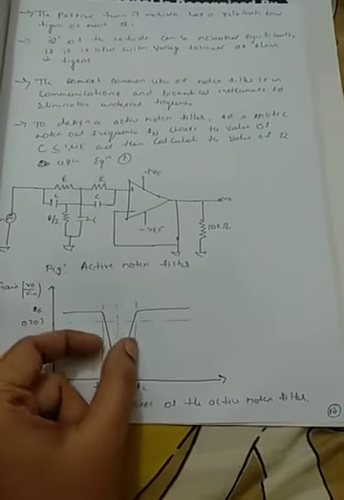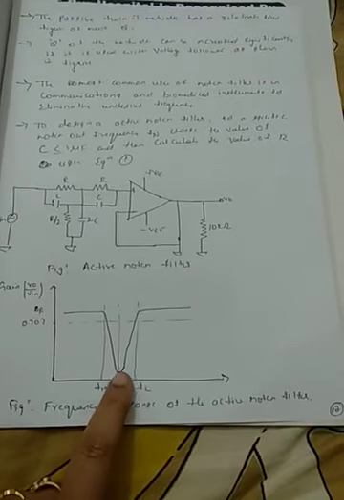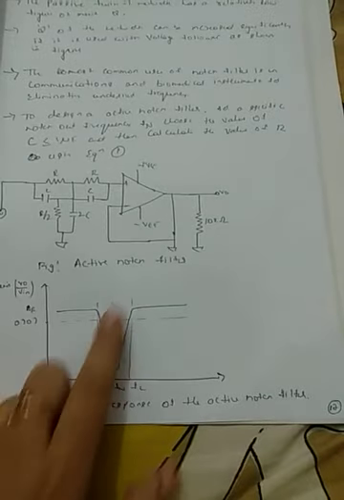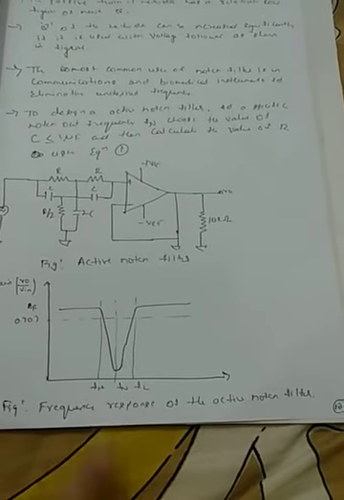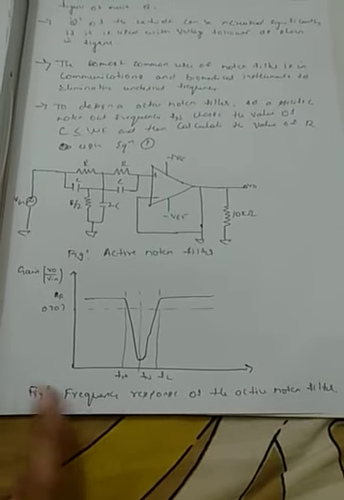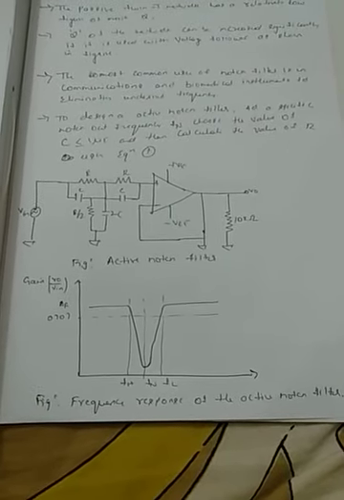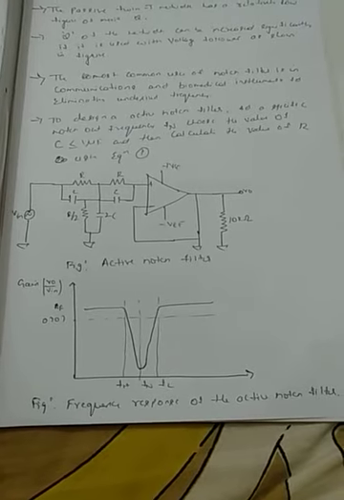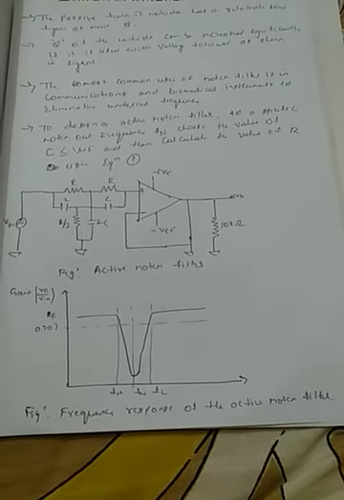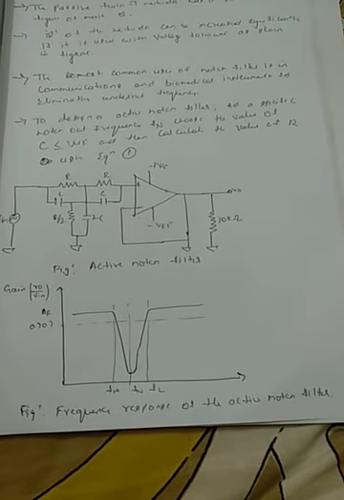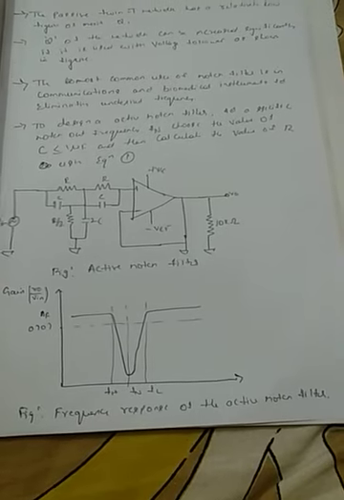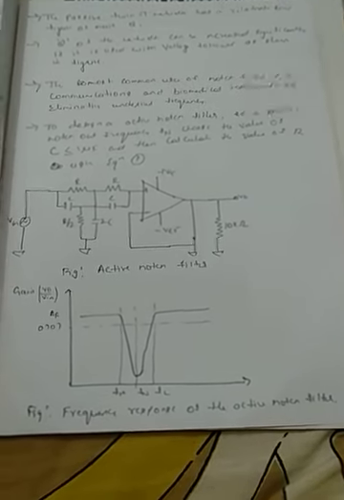The band of frequencies you can observe is very narrow. Fn is the notch frequency, denoted by Fn. This is the frequency response curve of the band reject filter. The narrow band reject filter is also called a notch filter, which is used to eliminate a particular frequency. Okay, thank you.